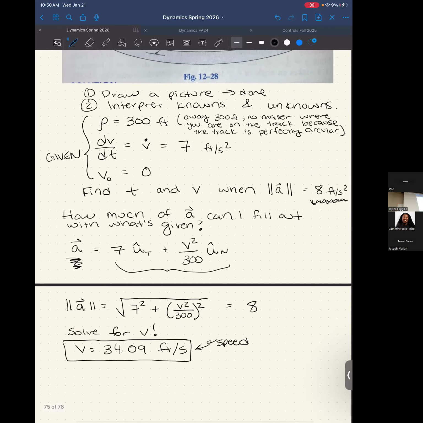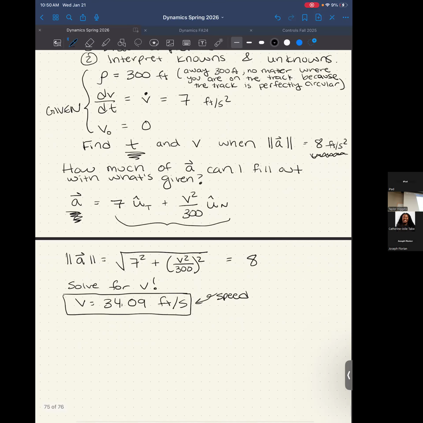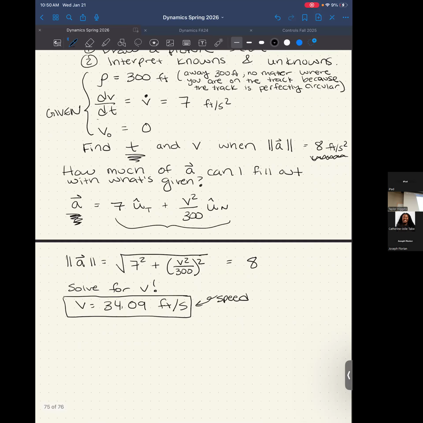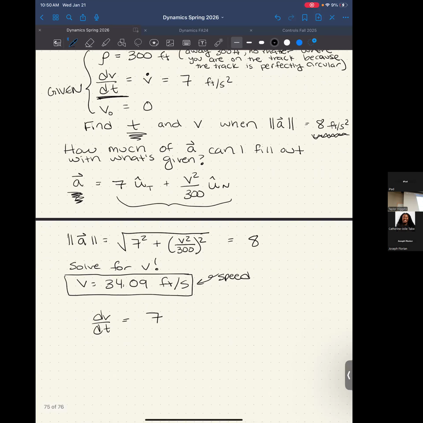And now we still need to find t. So this might have been the trickier part of the problem, is how do we then find t? And the thing we needed to realize is that we're given dv dt. So if dv dt is constant and it's 7, I can then integrate this. So I can separate variables and have dv. Notice I don't have a vector bar here. This is just the speed, the rate of change of speed equals 7 dt.